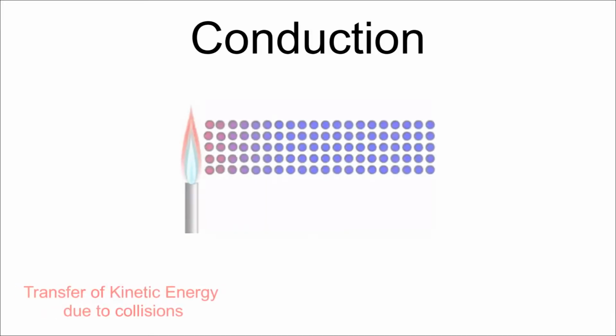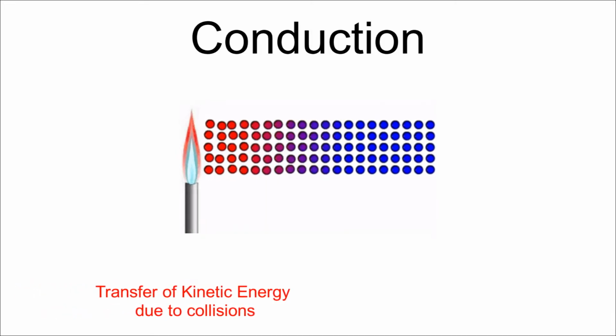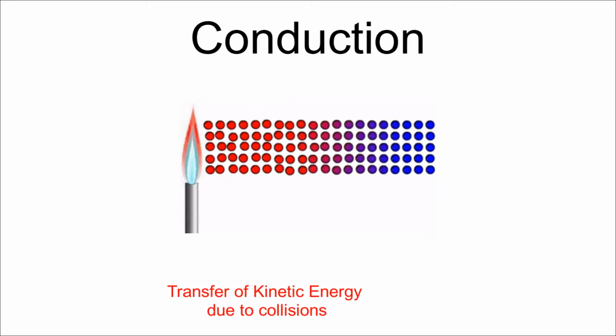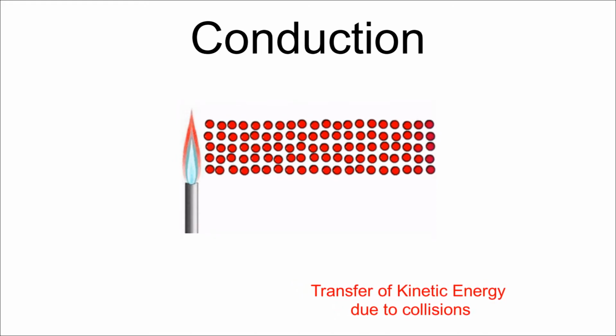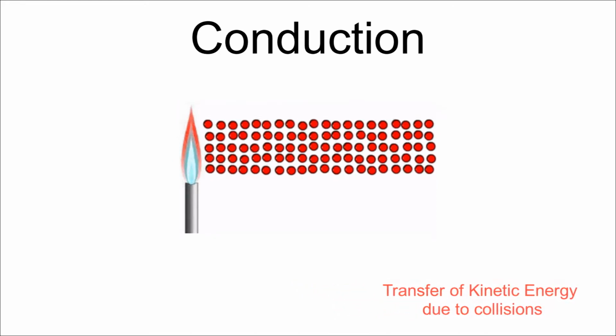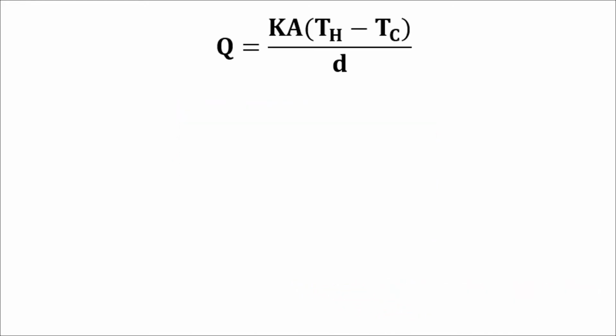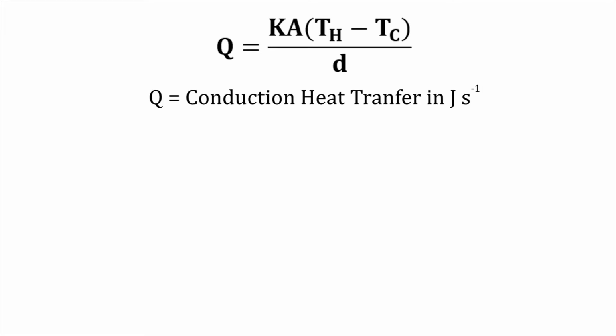The first way we transfer energy is via conduction, where particles collide with each other and share their kinetic energy such that the entire particle gets hot. This is the characteristic expression for energy transfer via conduction.